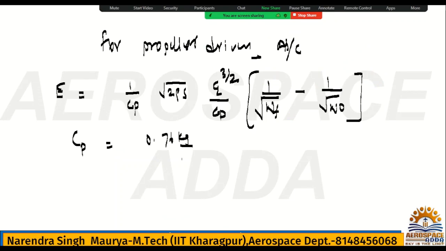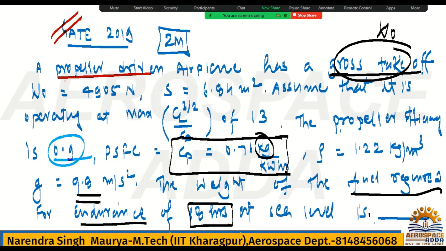0.76 kg, kilowatt hour. So 0.76 kg converted with 9.8 will be in Newton. Now it should be watt hour. Hours are okay, because the endurance has been given in hours. This is in hours itself, so no problem. You can use that. Yes or no?